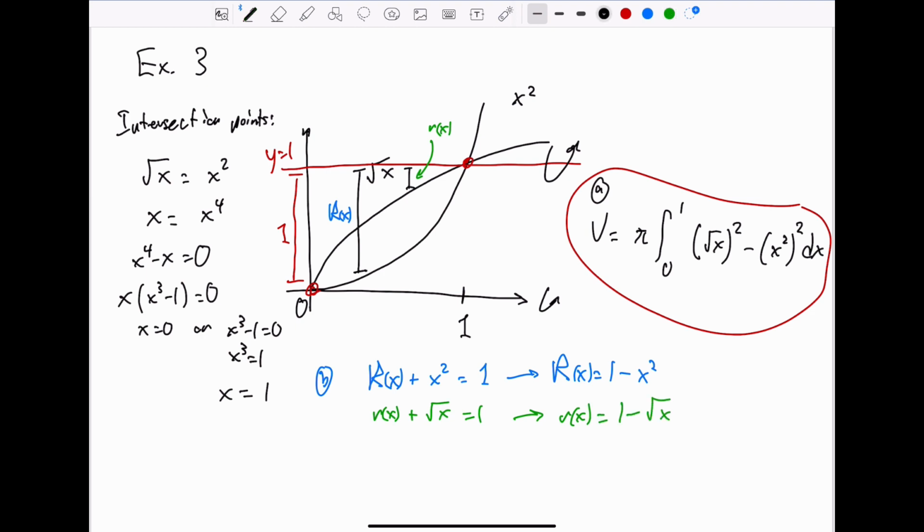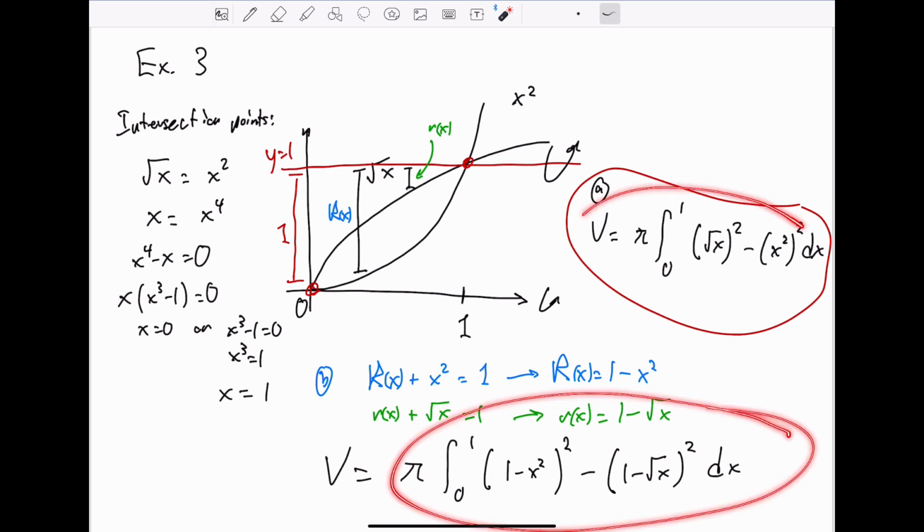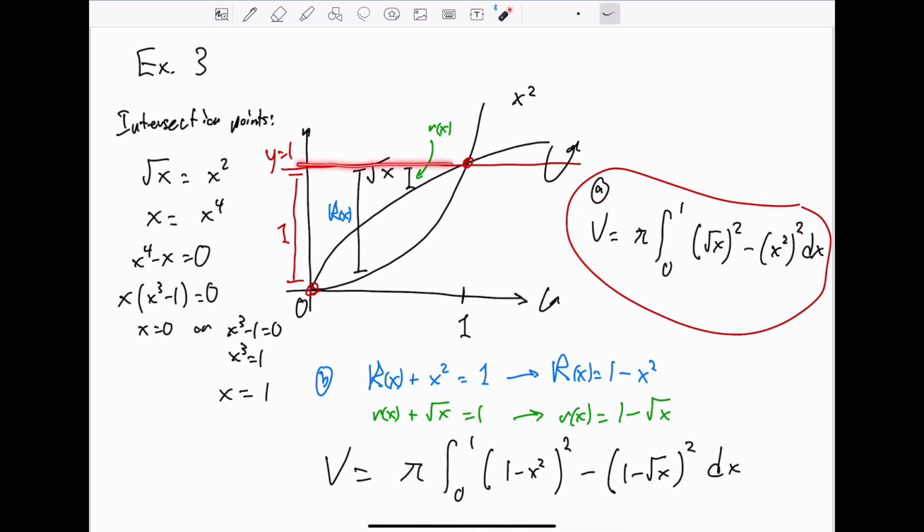So the volume expression for part B is pi times the integral from 0 to 1, and now capital R is 1 minus x squared, so we square that, minus small r, which is 1 minus the square root of x, squared. If we evaluate this integral, we will get a different value than the first one because we are rotating around a different line. Once again, we'll skip the steps of evaluating the integral here. I highly encourage you to work through the steps on your own, expand out these squares, take the antiderivative, use the fundamental theorem of calculus, and you'll see that the answer that you get from part B is different from part A.